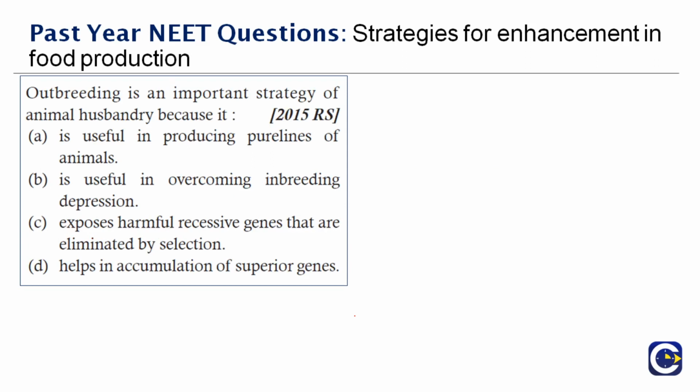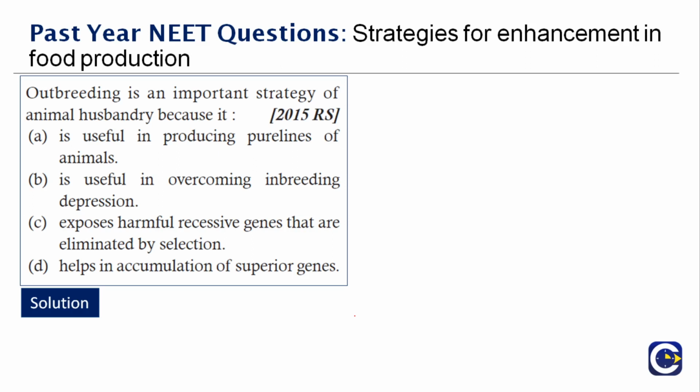Next question. Outbreeding is an important strategy of animal husbandry because it... Now here you have to analyze the options. Is it useful for producing pure lines of animals? No, because we cannot do outbreeding there. Is it useful for overcoming inbreeding depression? That is the right answer.